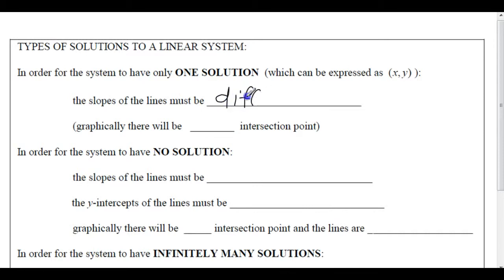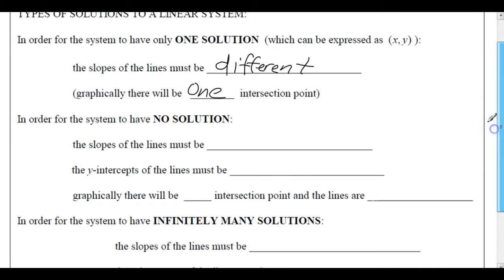So the slopes of the lines must be different. If we have different slopes, then we know the lines will cross at one point. So graphically there will be one intersection point. If you have no solution, then the slopes must be the same. The y-intercepts must be different. Graphically, there will be no intersection point, and the lines with the same slope are parallel.